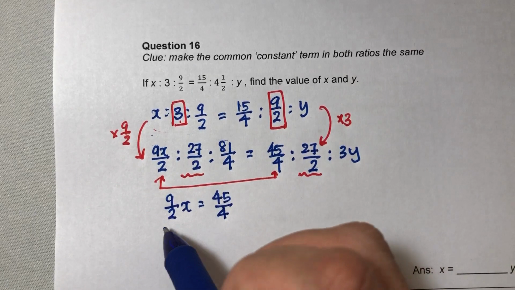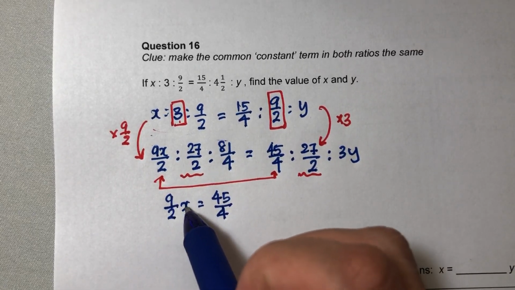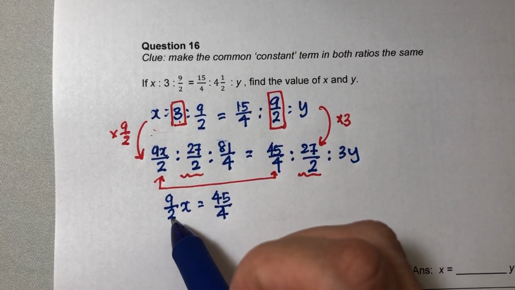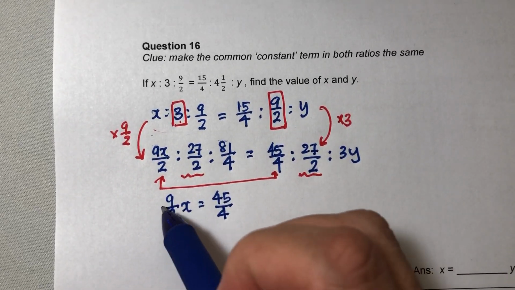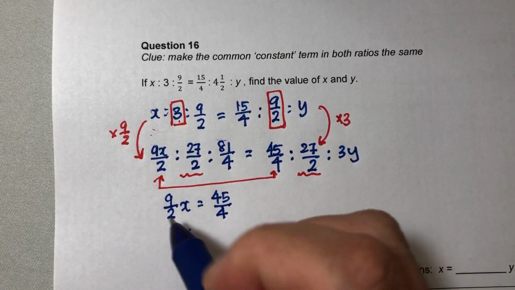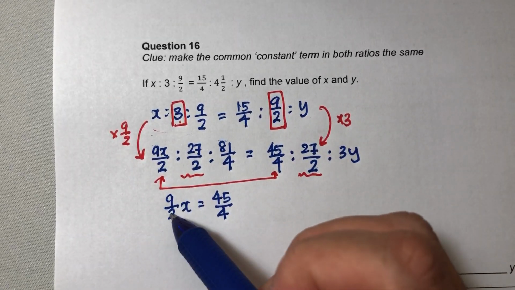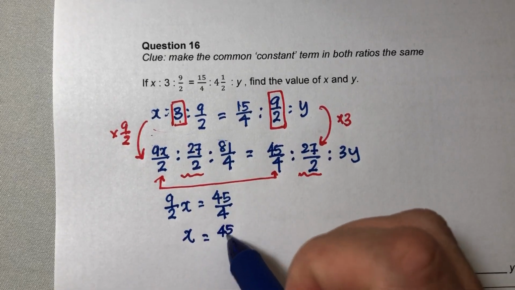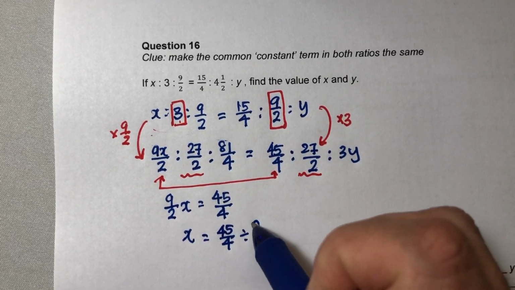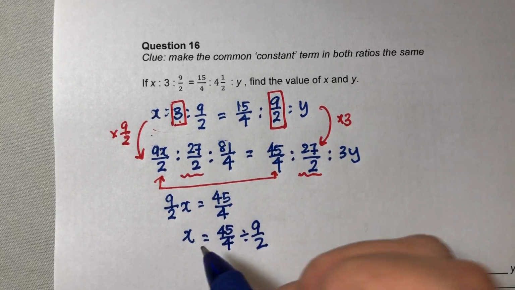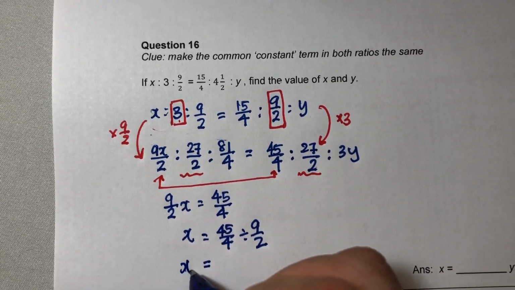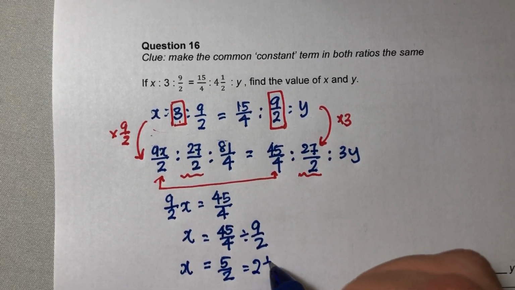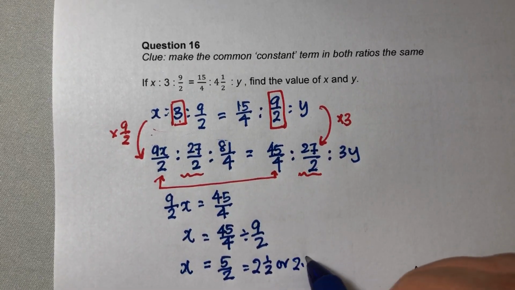So with this, since we have 9 out of 2 times x give you this, to get rid of this 9 out of 2, we shall divide both sides by 9 out of 2. Therefore, when I divide this by 9 out of 2, it will become 1. And on the right hand side, we just say divide by 9 out of 2. And from here, we get x equal to 5 out of 2, which is same as 2.5.